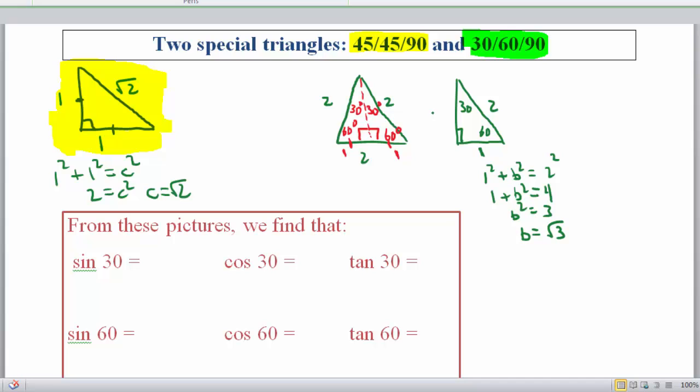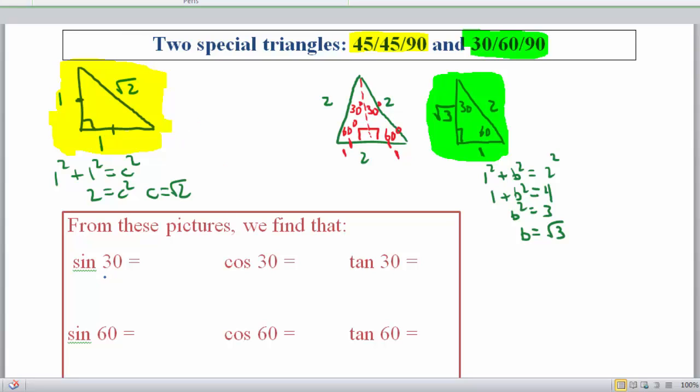So what does my 30, 60, 90 picture end up looking like? This. There's my 30, 60, 90 picture. Right? I've got a 1 opposite the 30-degree angle. I've got a radical 3 opposite the 60-degree angle. And then I have a 2 as the hypotenuse. And if you just know these two pictures, then finding the sine, cosine, and tangent of the 30, 60, and the 45-degree angles is simple.